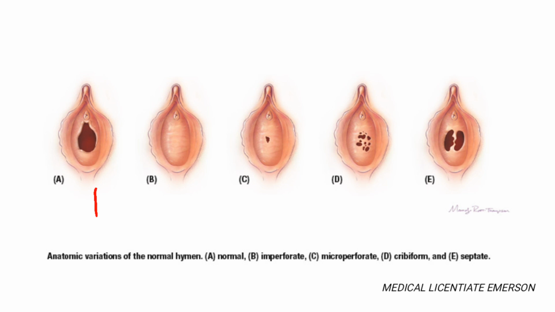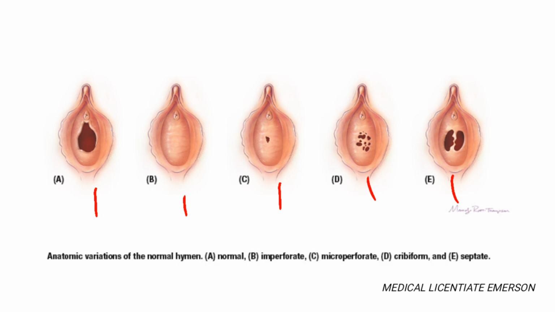So this one here is a normal anatomical variation of the hymen. That's the normal. Then here is the imperforate hymen. Then here is the microperforate hymen. Then here is the cribriform hymen. Then here is the septate hymen as well.